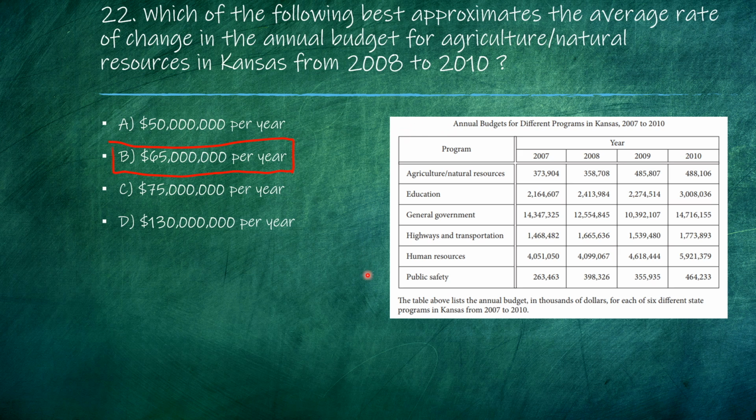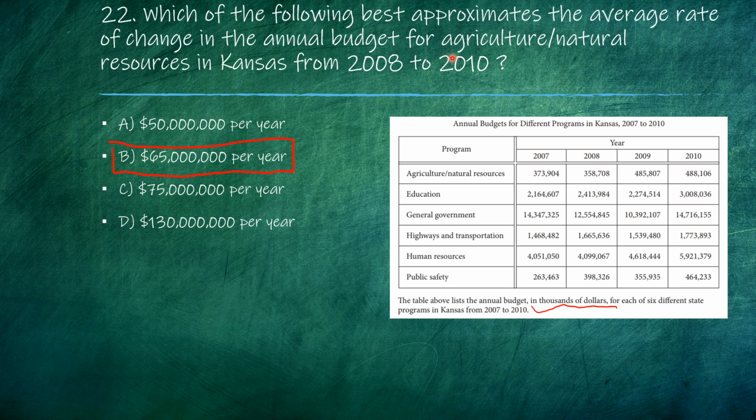So whenever we have a question regarding a table, at first it's important to read what the title is, and in addition also pay attention to the small font on the bottom. So this table states the annual budget for different programs in Kansas from 2007 to 2010, and here it says that the table above lists the annual budget in thousands of dollars. So this is a very important point for each of 6 state programs in Kansas from 2007 to 2010.